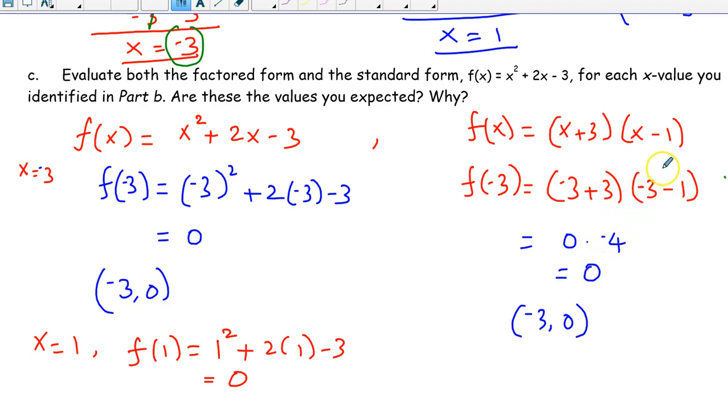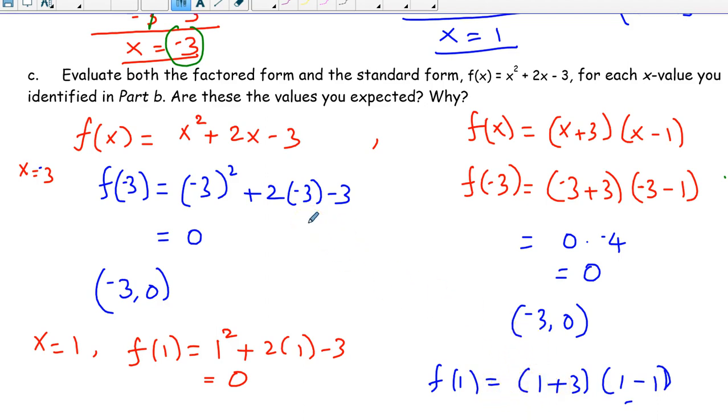And substitute 1 for both of them, like f of 1 is equal to 1 plus 3. Now this x is 1. So that x is 1, this x is also 1. 1 plus 3 times 1 minus 1, that is 0. 0 times anything is 0. And you will end up getting 0.